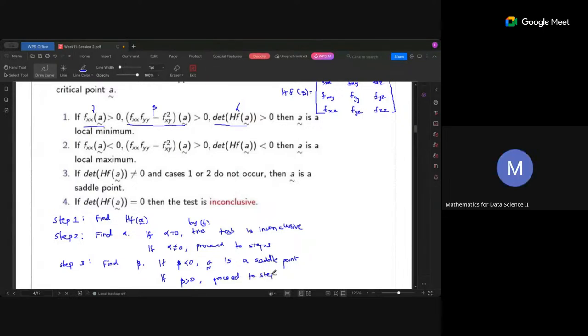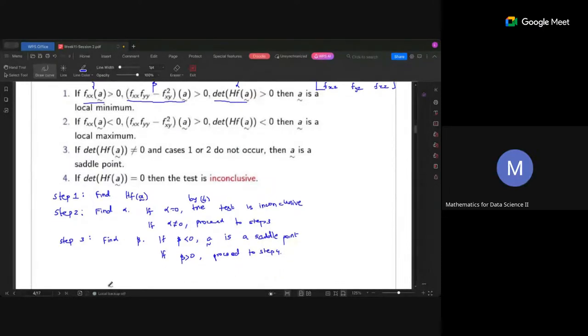Then we do step 4, where we find gamma, which is fxx at A tilde. If gamma is positive, then A tilde is a local minimum. And if gamma is less than 0, then A tilde is a local maximum.